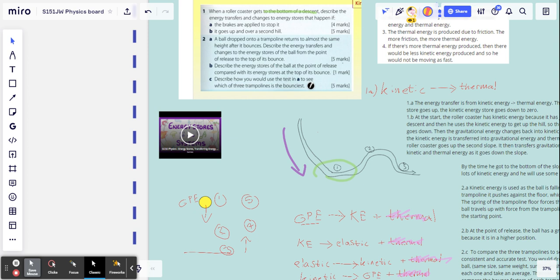nearly at the same point, we would say that the energy stores are basically gravitational potential energy, and it's nearly the same amount, because it's at the same height, or nearly at the same height, and so not much thermal energy would have been produced. That's all you can say really for 2B, which is why it's only 1 mark.